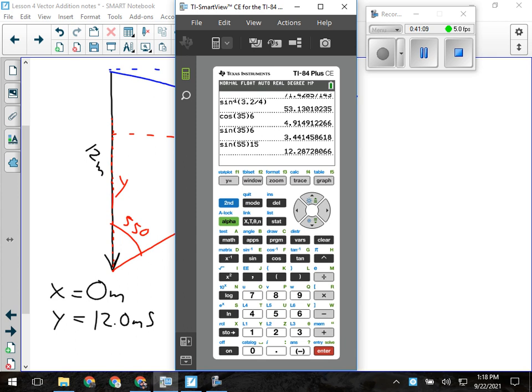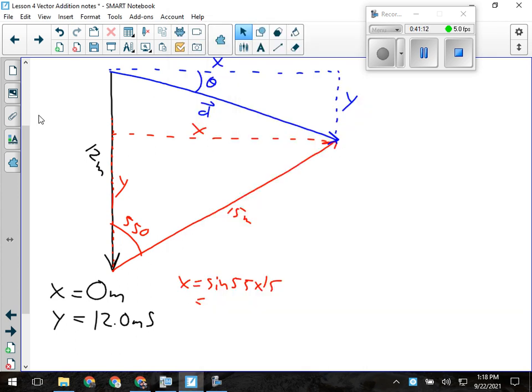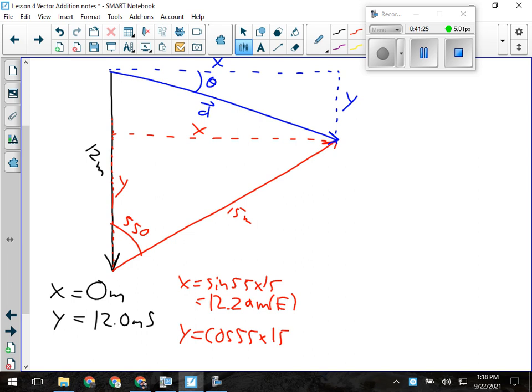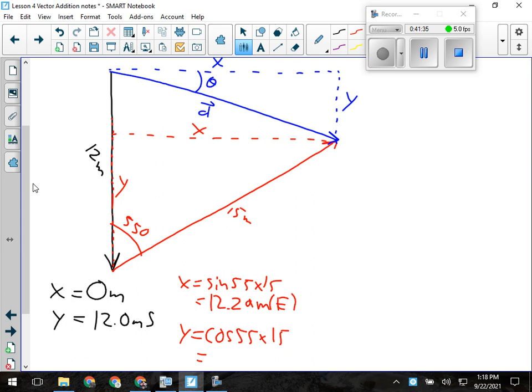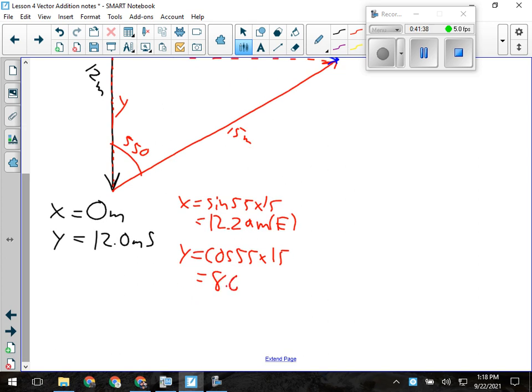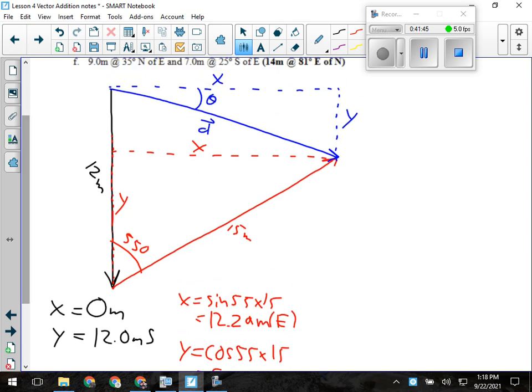Alright, so 12.29 meters, and that is east. Okay, and then our y component is adjacent to the 55-degree angle, so it'll be the cos of 55 times 15. Okay, so it's 8.60 meters north. All right, so now I want to find blue x and blue y.